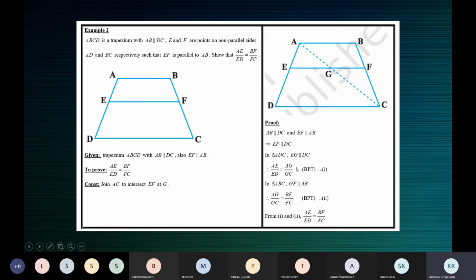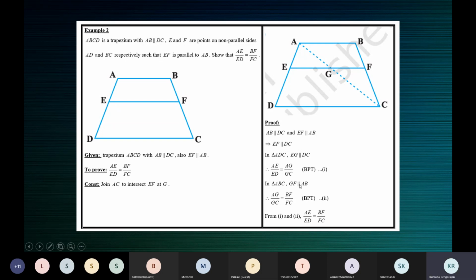Supposing you had written CG by AG is equal to CF by FB, you can take reciprocals on both sides. Now in these two proportions, we have AG by GC in both. This ratio is common. So AE by ED is equal to BF by FC, because in these two proportions we have a common ratio, AG by GC. So these two are equal.